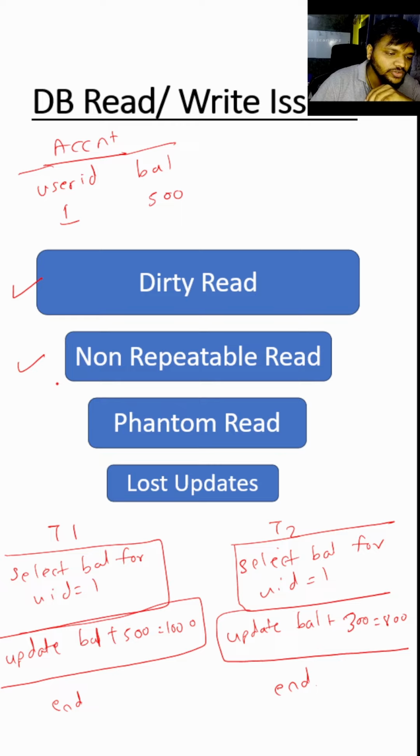So this is our final video from the read-write issue section. Previously, in the previous 3 videos, we have discussed dirty read, non-repeatable read and phantom reads. These 3 were associated with the read property. Now the final thing is lost updates, which is associated with the write property.